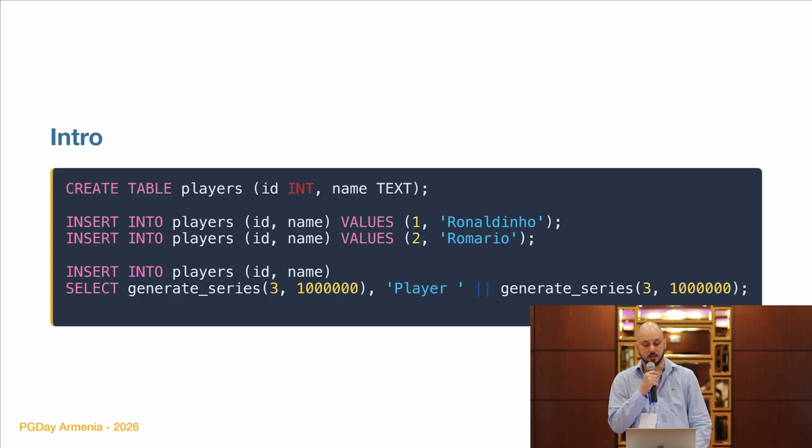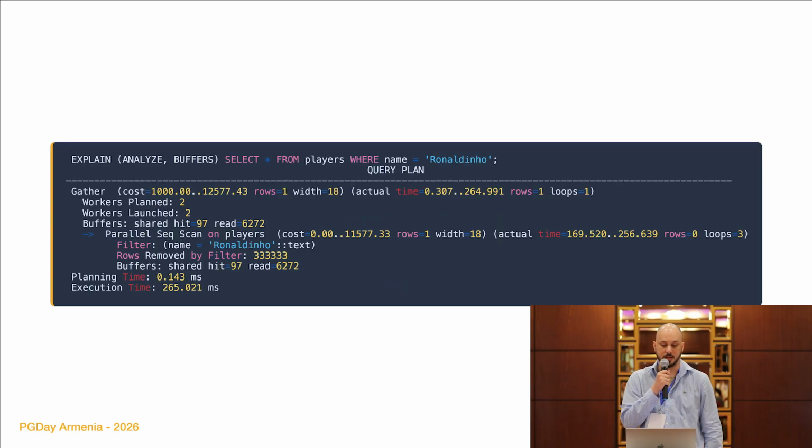So here we have a table of players. We can see the schema here. It's just an ID and a name. This table has almost 1 million players. And we have also some special players here that we're going to search for. And if we just select some specific player without indexes, we can see that the execution time is 265 milliseconds.